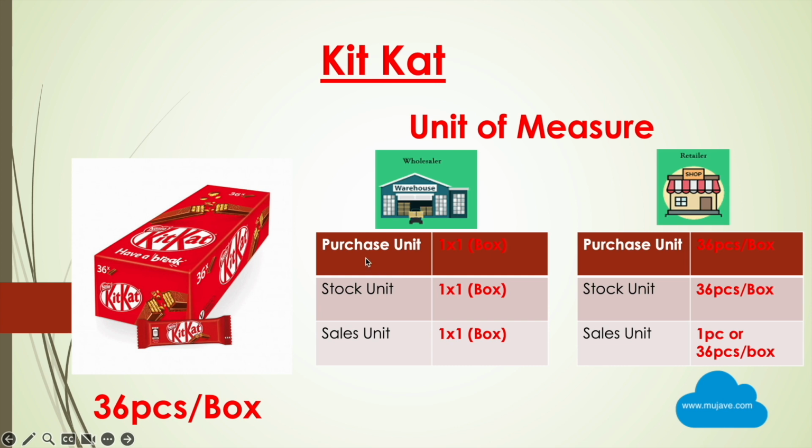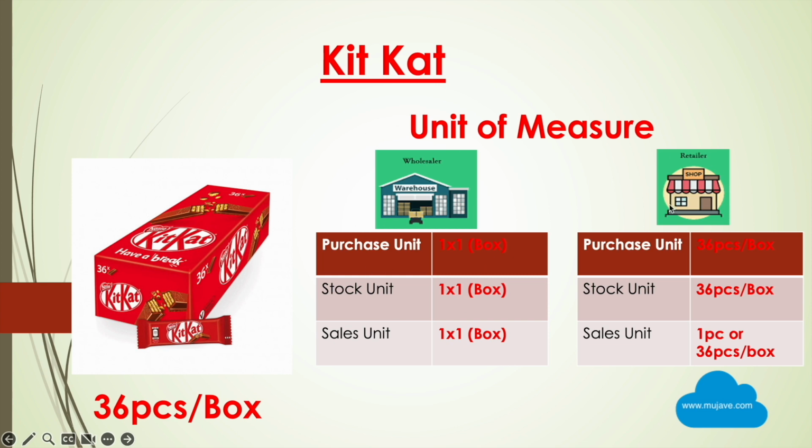Here, the wholesaler purchases the product from Allied Brothers in the form of box. Here you can see the purchase unit is in the form of box and the stock unit is in the form of box. That is, they buy the box and store it in the form of box, as well as they sell it in the form of box. That is what is shown here.